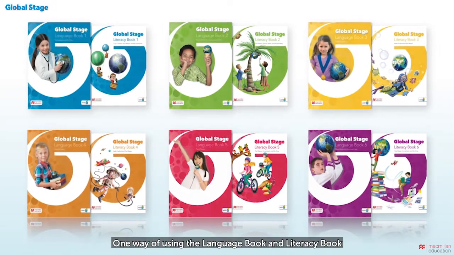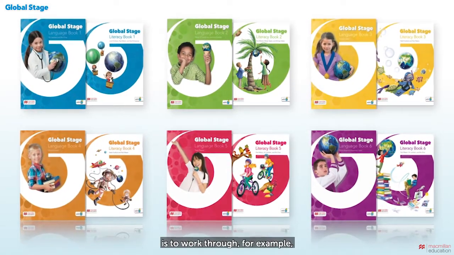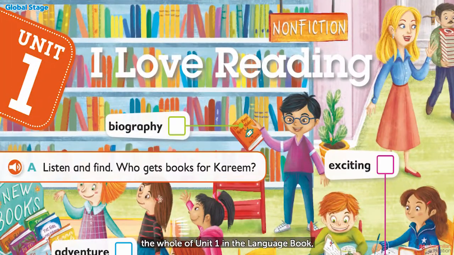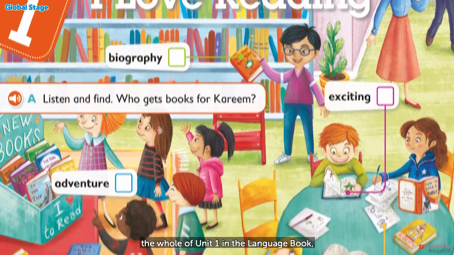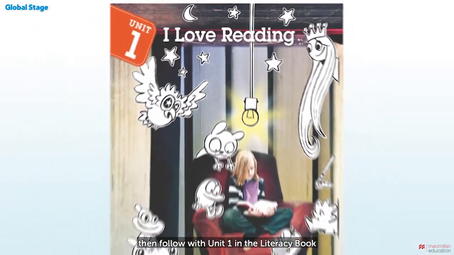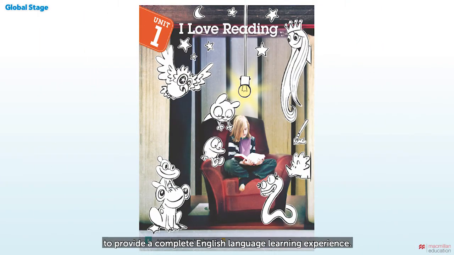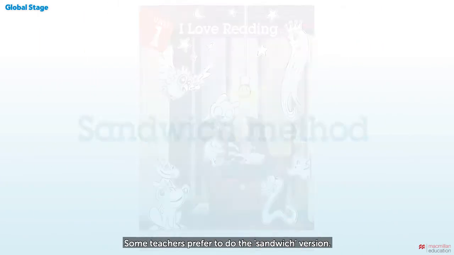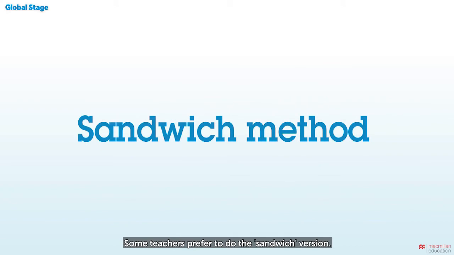One way of using the language book and literacy book is to work through, for example, the whole of Unit 1 in the language book, then follow with Unit 1 in the literacy book to provide a complete English language learning experience. Some teachers prefer to do the sandwich version.